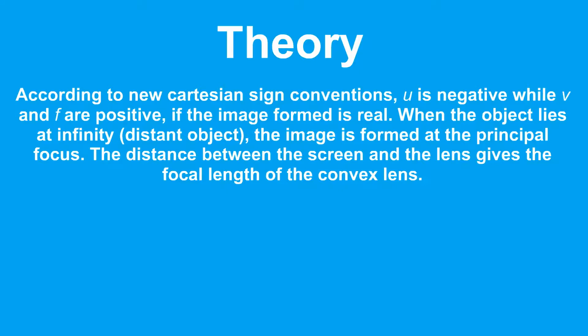If the image formed is real, when the object lies at infinity, a distant object, the image is formed at the principal focus. The distance between the screen and the lens gives the focal length of the convex lens.